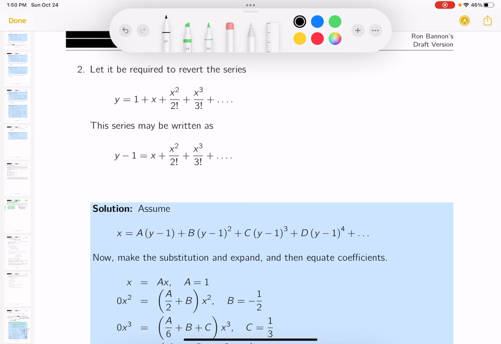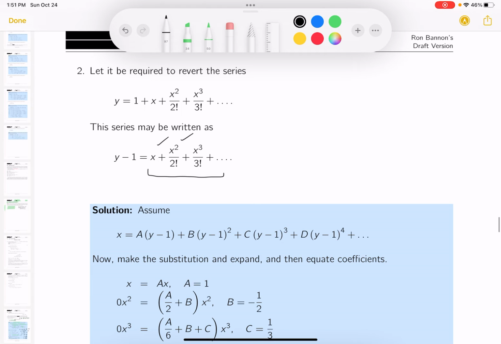Let it be required to revert the series. And then it goes on, the series may be written as. Well, that's an interesting concept, what they're doing over here, saying y minus 1, and then they put the series over here. By the way, this is a famous series, but I wouldn't worry about that. So, what do they do? I want to point out that they see these power things over here, like a1, a2, a3, and so forth and so on, all right?